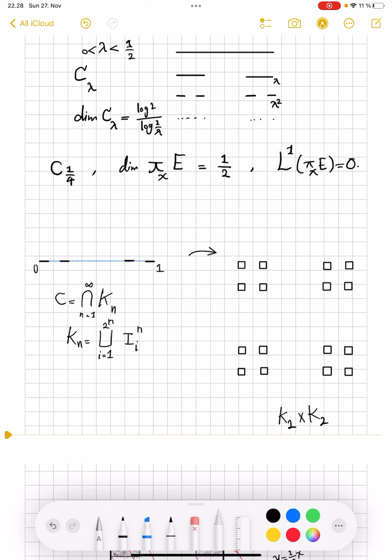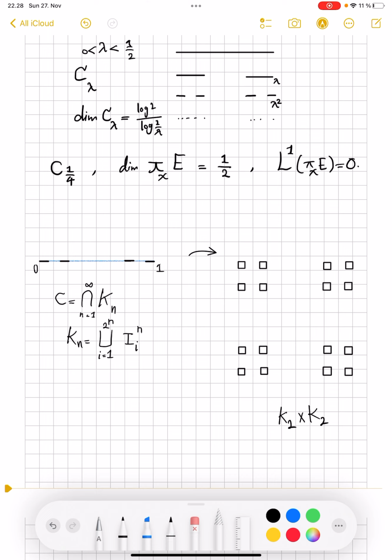As I said, this also gives an alternative way of looking at the construction of the set. Suppose that Kn represents the nth step in the construction of C1/4. Therefore, you have 2 to the power n many subintervals, each with length 1 over 4 to the power n. And so, this C1/4, this horizontal Cantor set you have as the projection, is the full intersection of these Kns.